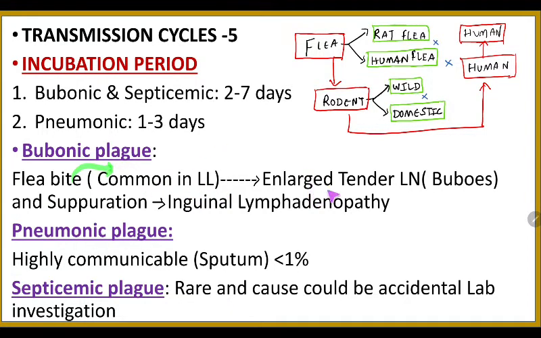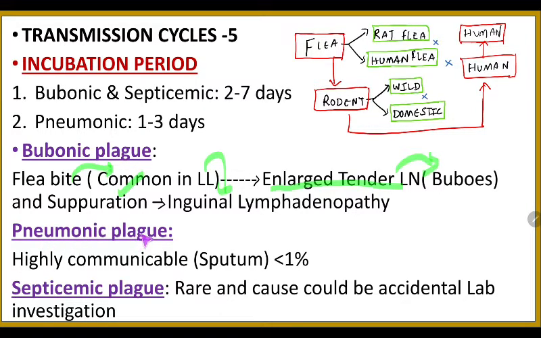In turn, that causes enlargement of the lymph node. This enlarged tender lymph node is called buboes. These buboes usually go in for suppuration. Suppuration of the lymph node is a favorable sign in bubonic plague. Thereby, there will be inguinal lymphadenopathy in the lower limb, but that can also happen in the upper limb and anywhere.